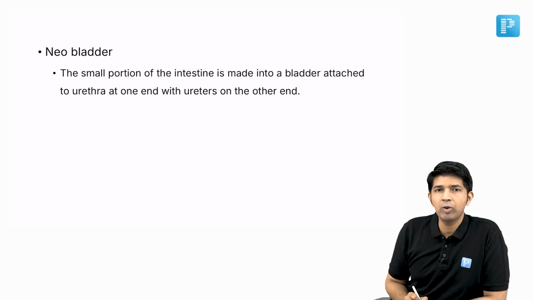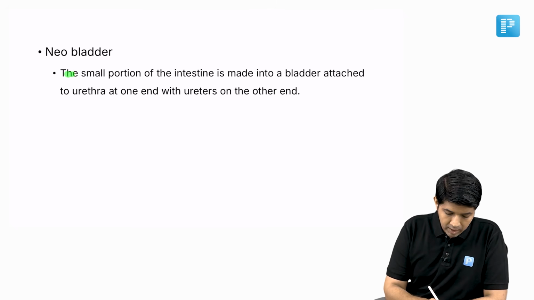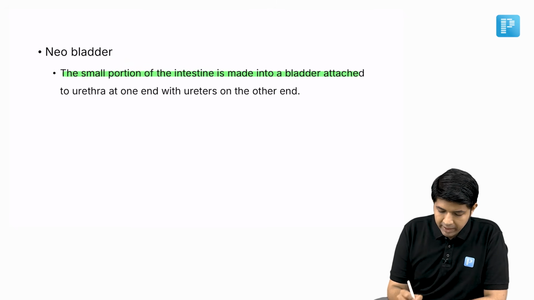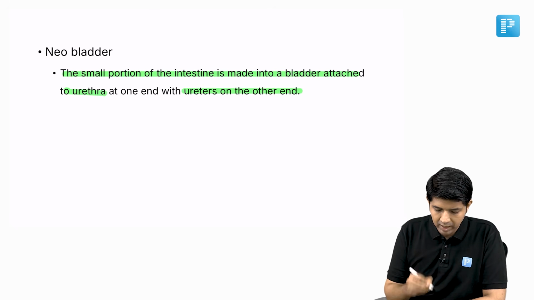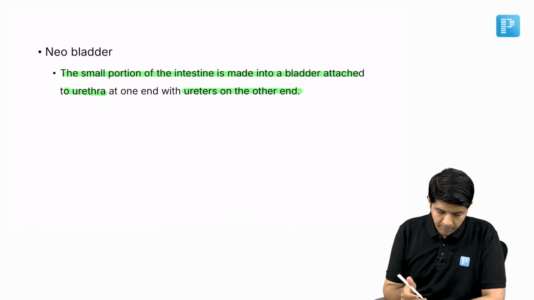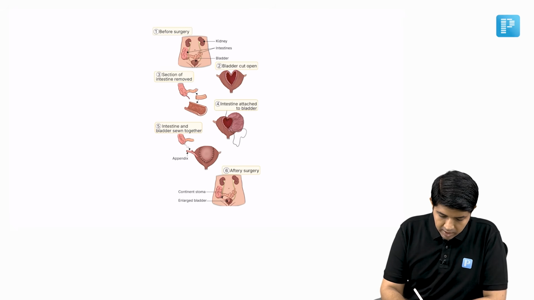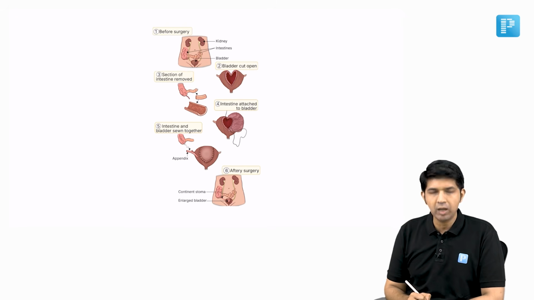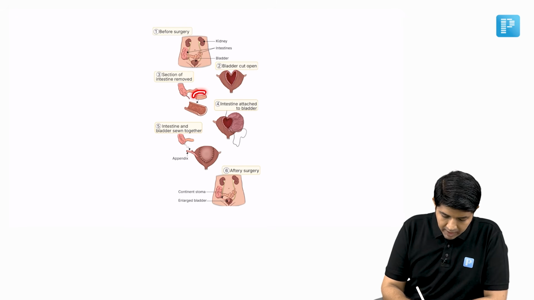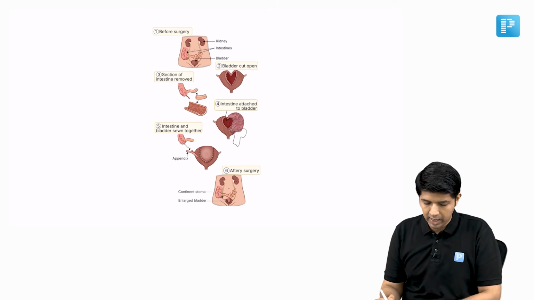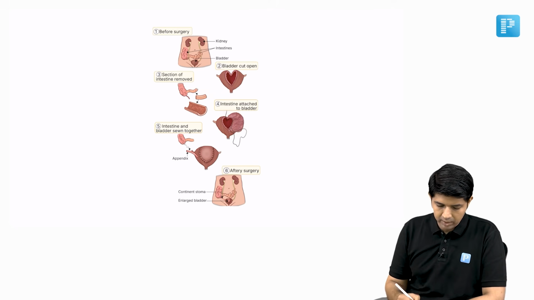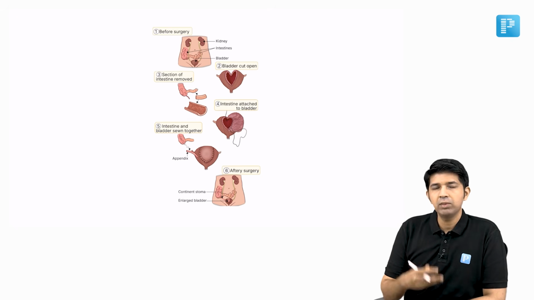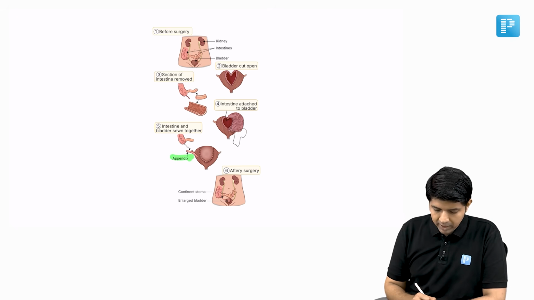Last thing we are going to talk about is the neobladder. Here the small portion of the intestine is made into a bladder, and on one end it is attached to the urethra and the other end they will attach the ureters. So if you look at this particular image, what they have done here is they have taken out the bladder, okay, or a big chunk of the bladder is removed. Then they took out one segment of the ileum. That ileum they opened and they stitched it up to the urinary bladder. Okay, and if you need length you can even use the appendix, but nothing much.